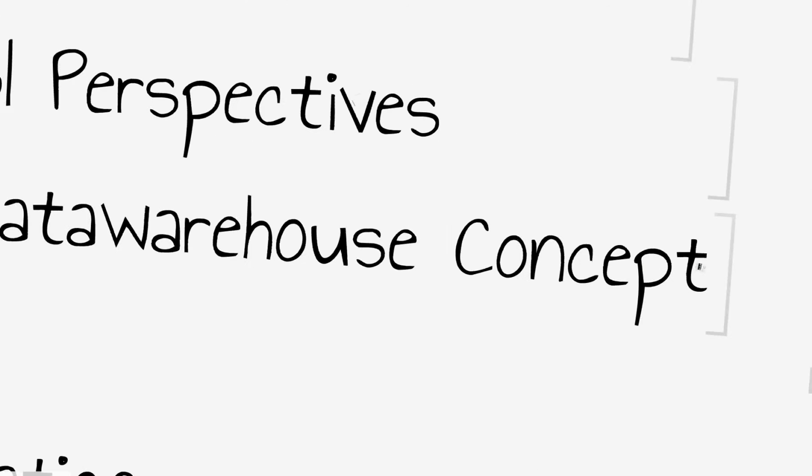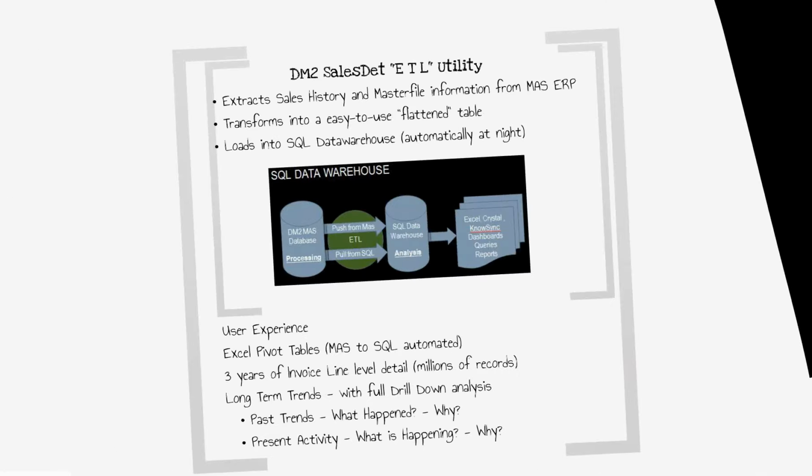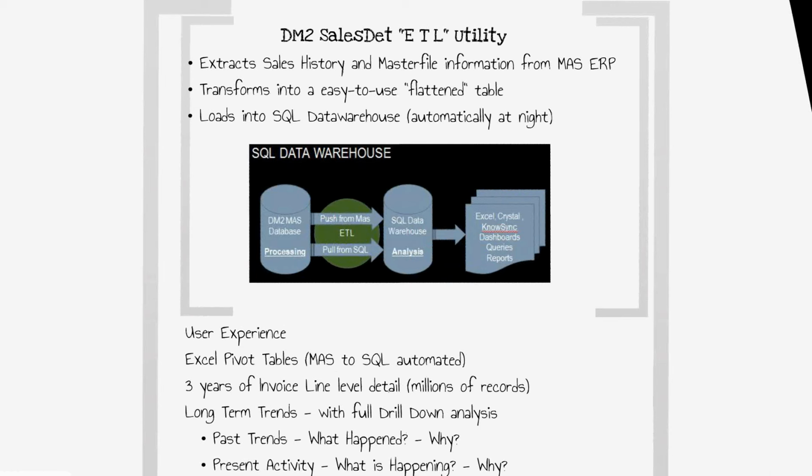All right, a quick run through the data warehouse concept. That little blue guy here on the left, this is your DM2 Mass ERP system. It's got several hundred tables in it, such as your invoice history table, your customer table, your inventory master, all of those great things. You could write reports directly off of it. For some users, it could be a little bit complex, and it puts a burden on your transaction processing system.